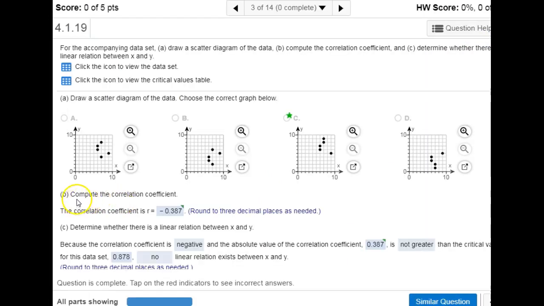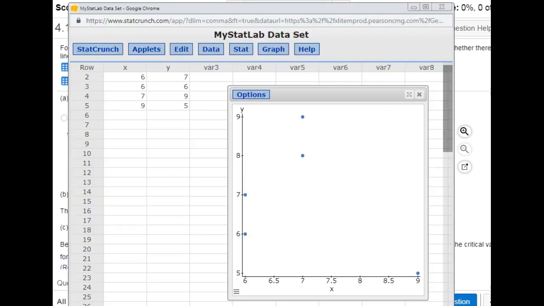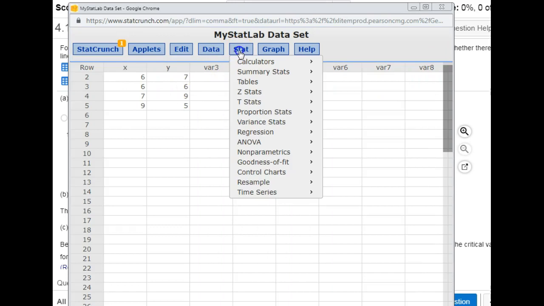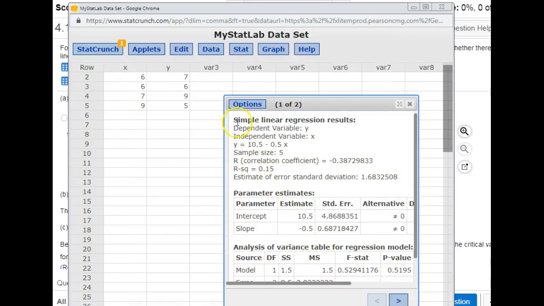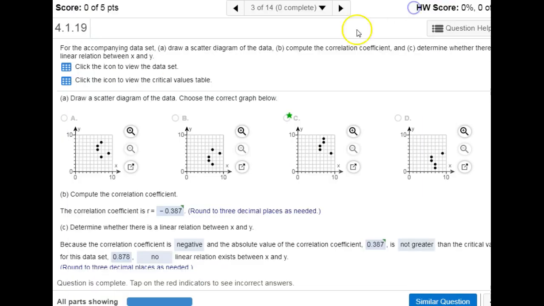Now next we want to compute the correlation coefficient, which is going to tell us how strong a relationship there is between the x and y variable. So we can go into StatCrunch and go to Stat, Regression, Simple Linear. We're looking for linear relationships. So select the x and y variable, and when you hit compute, one of the things it gives you back is the correlation coefficient, that value right there. So round to the correct number of decimals.